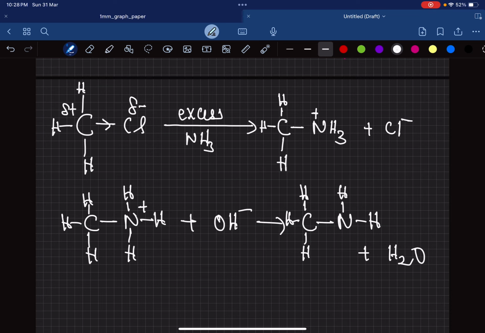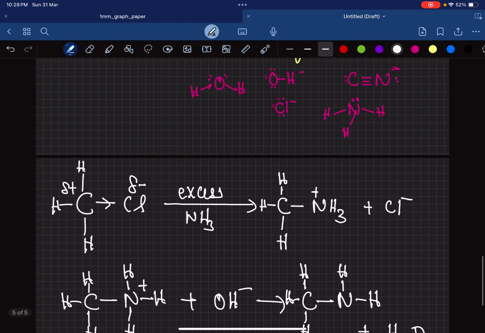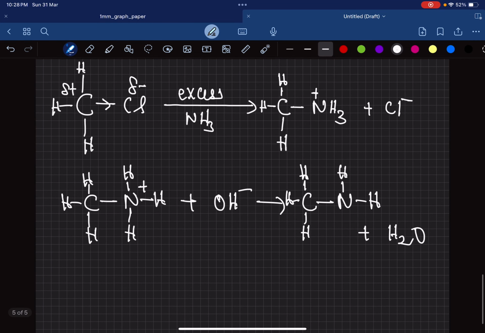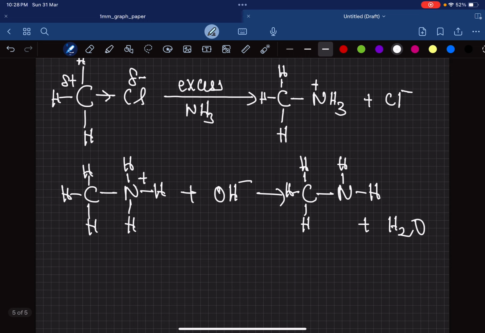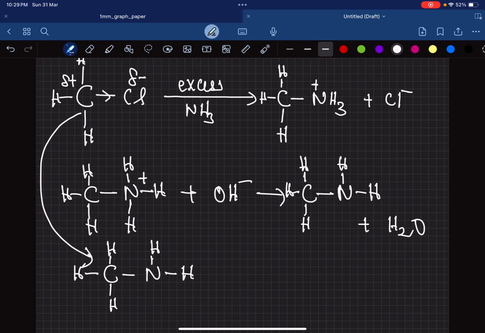This is one reaction, but from here, since you have excess ammonia, if you don't want to add the hydroxide, so this part here is adding alkali. But let's say you don't want to add alkali and you're using excess ammonia. If you're using excess ammonia, then the excess ammonia will react.